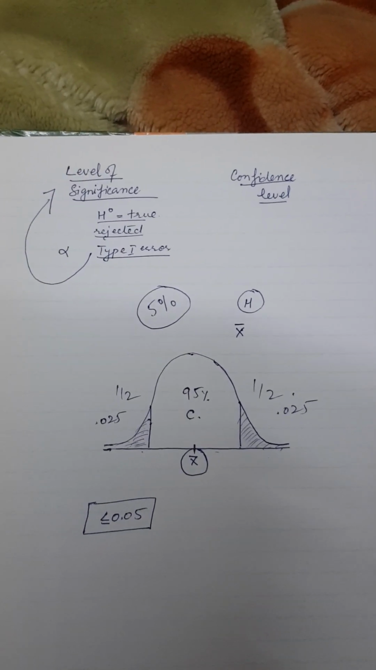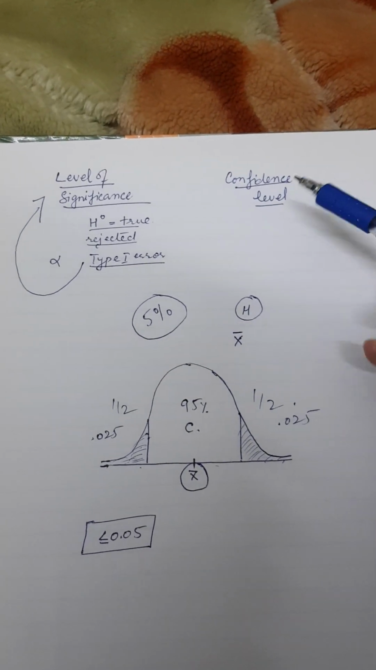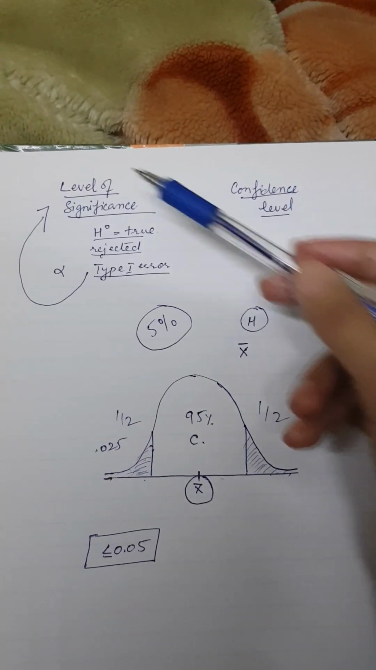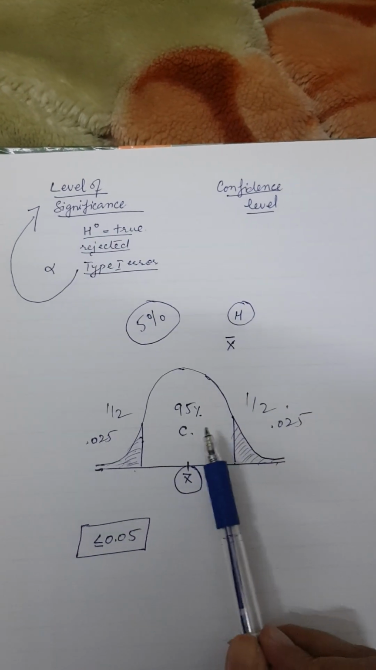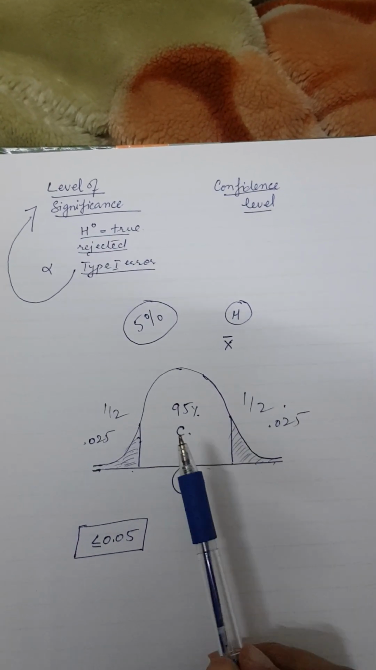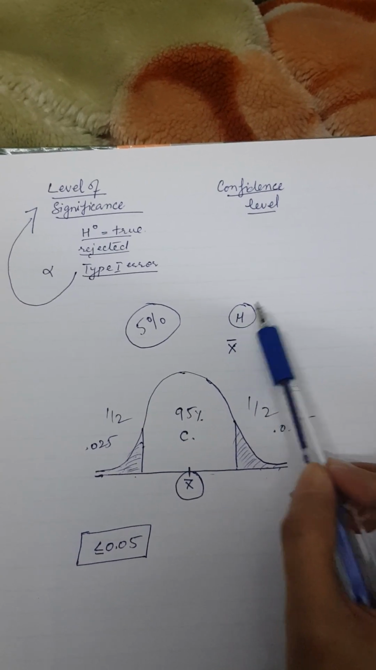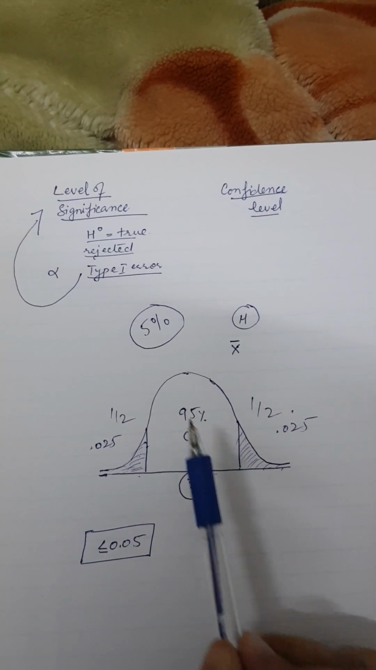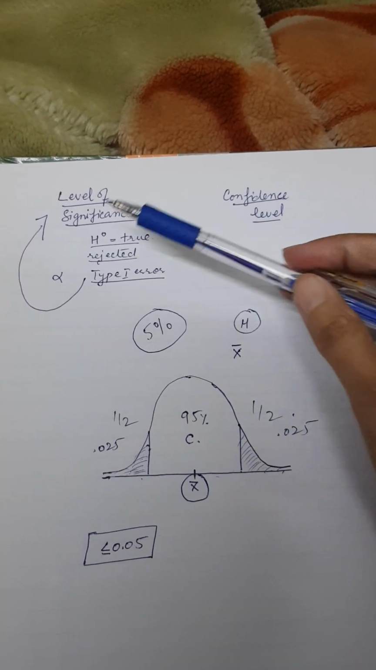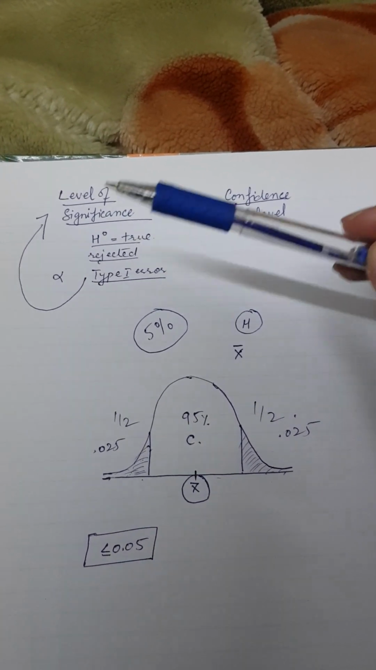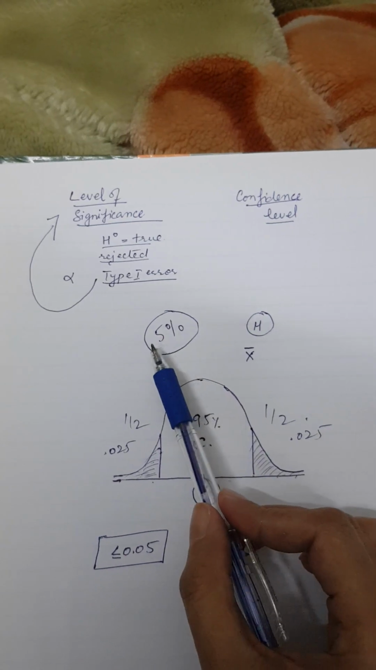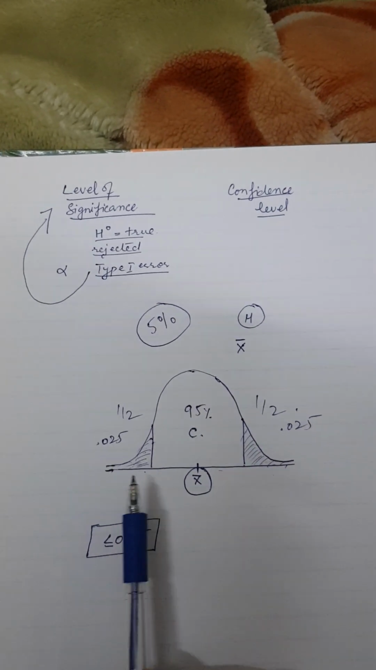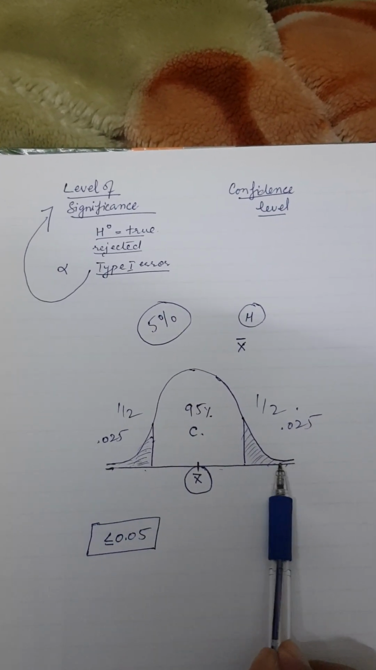So I think now I have tried my level best to clarify what the confidence level and the level of significance are. At the 95% confidence level, we are sure that the population mean is within the sample mean, and there is a 95% probability that a null hypothesis will not be rejected, and it may be rejected in only 5% of the cases, and these are the areas of rejection.